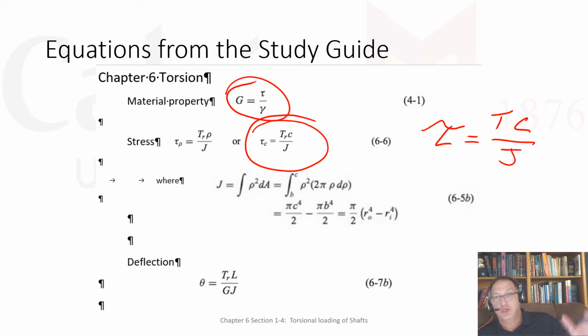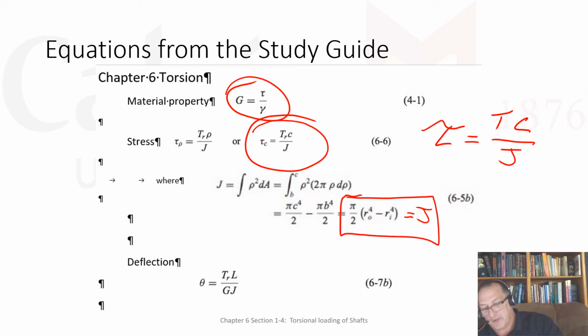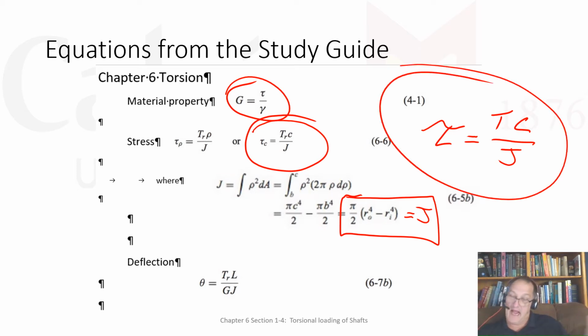J is this new way that material gets distributed, and I go through that derivation, but bottom line, here's J right here. If the radius on the inside is 0, then it's just pi over 2 times the radius of the outside to the 4th. That's what you need in order to get the stress, and that's our first equation.